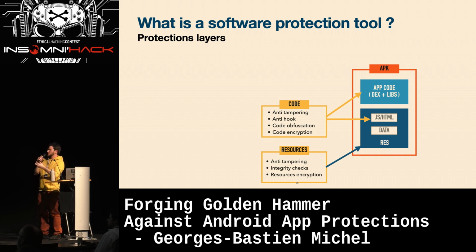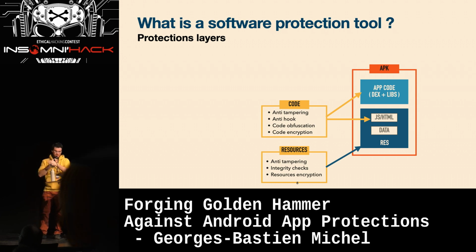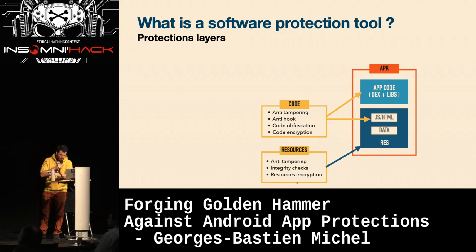Here, when we talk about code protection, it is mainly about anti-tampering. That means if you hook a method, the anti-tampering should prevent the application from continuing on the good path if you change the path with this hook. Anti-hook is mainly a mechanism to detect thread hooks, for example, or exposed hooks in memory, or using some checks on the file system. And finally, code obfuscation and code decryption are common.